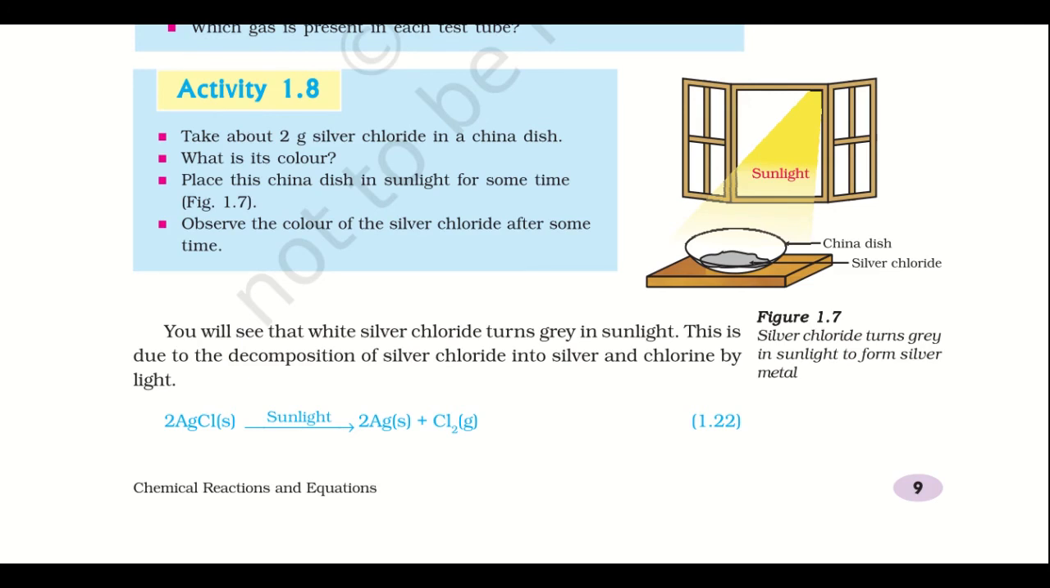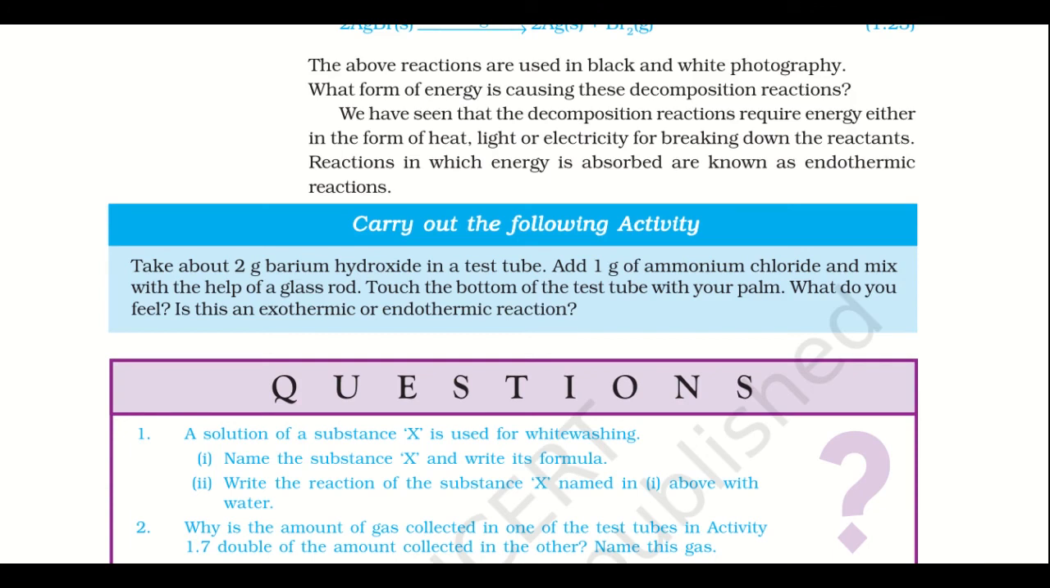The reaction given here is silver chloride. When kept in sunlight, it decomposes to silver and chlorine gas. The above reactions are used in black and white photography. What form of energy is causing this decomposition reaction?